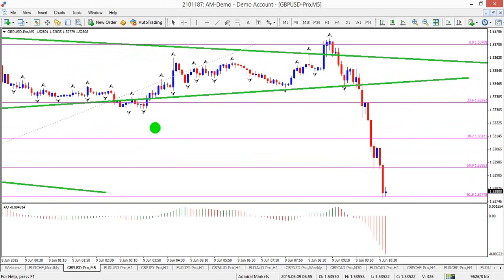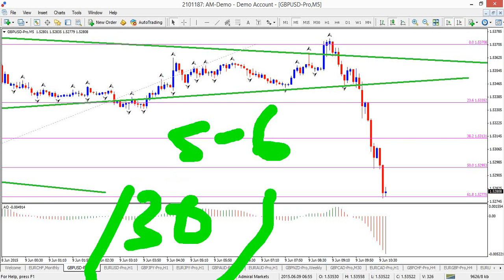For me, it's all about making higher highs and higher lows within 5 to 6 candles. On a 5-minute chart, 5 to 6 is about 30 minutes. That means within 30 minutes we need a new low or high. Otherwise, that is the phase of momentum. Otherwise, the market is just correcting or bouncing.